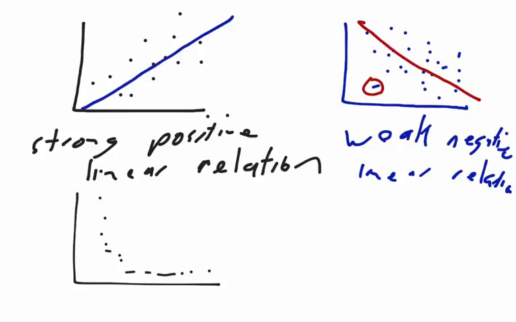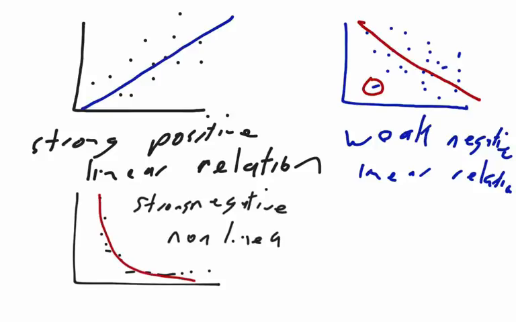That would be a negative, a strong negative, nonlinear. Because if I were to draw something, I would more think that this happens to be a curve.